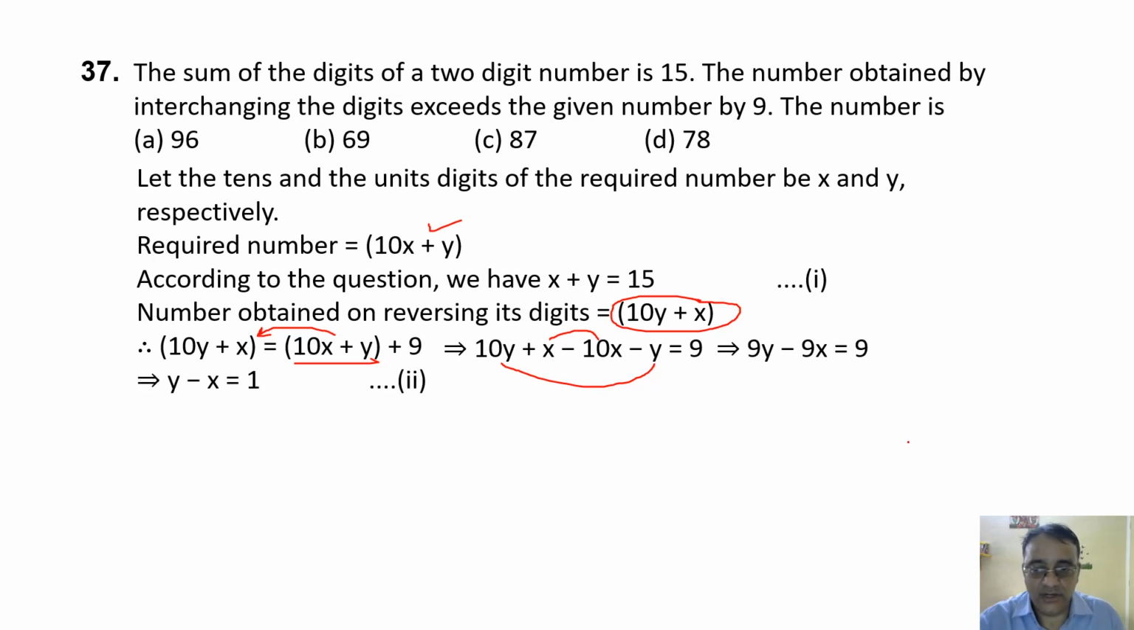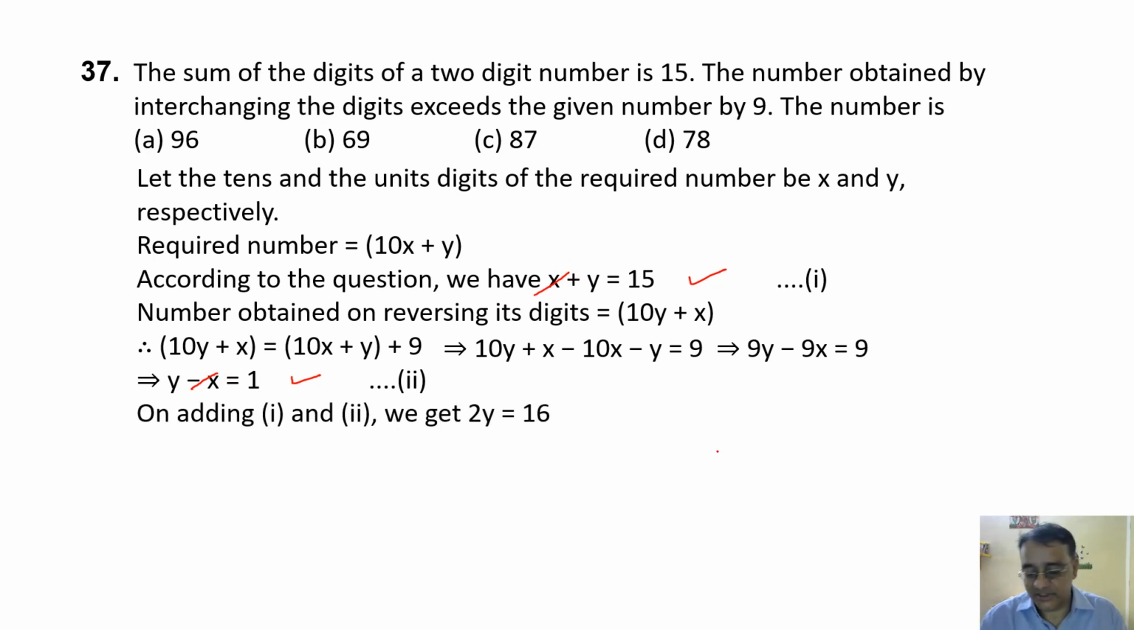Right, very good. Now we will add equation 1 and 2. This one and this one. So add करेंगे तो x cancel होगा. So we'll get 2y is equals to 16. So what is the value of y? 8, right. Now substitute the value of y here.